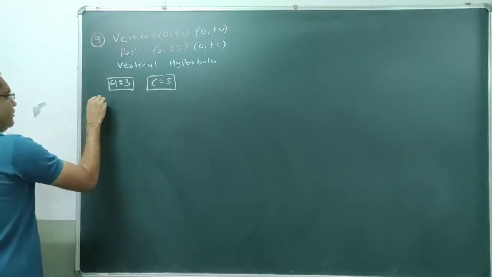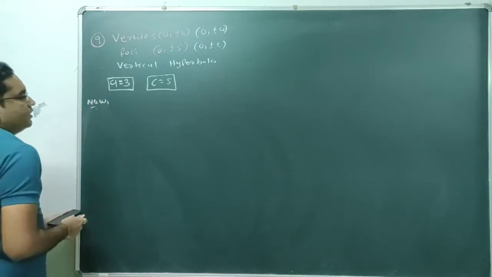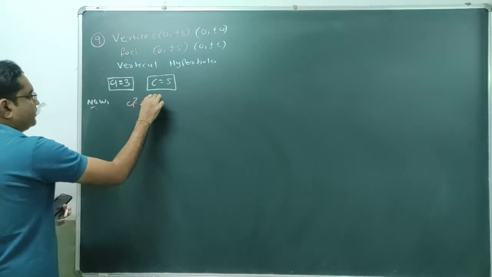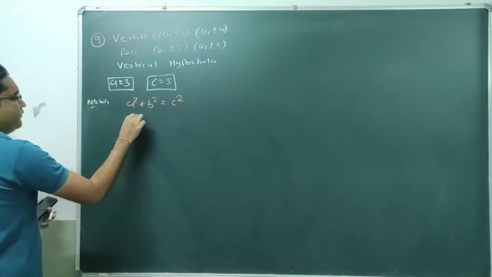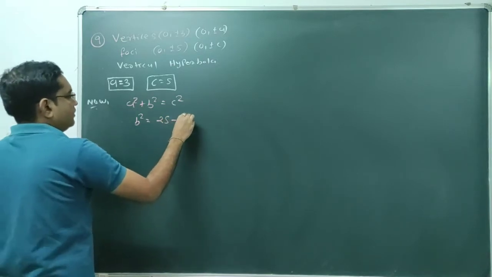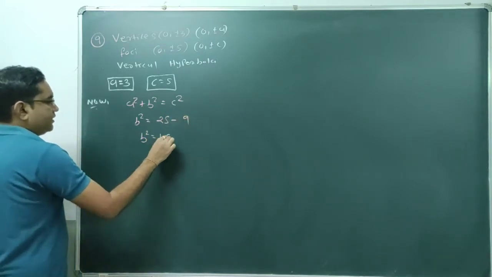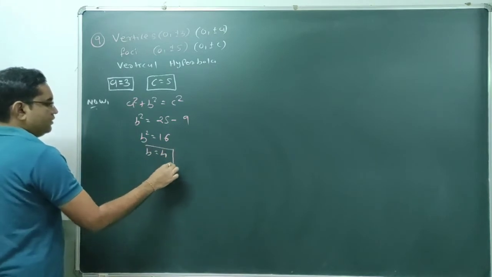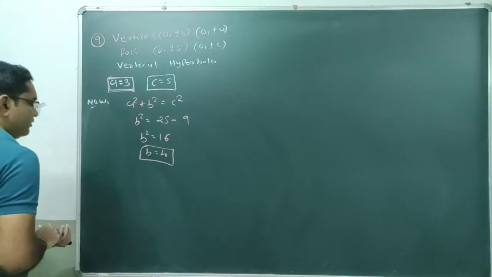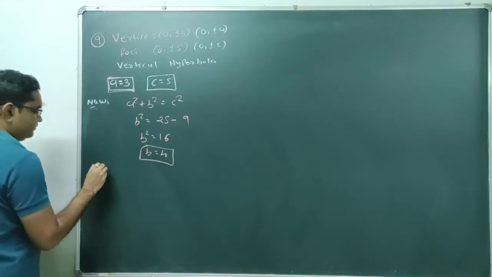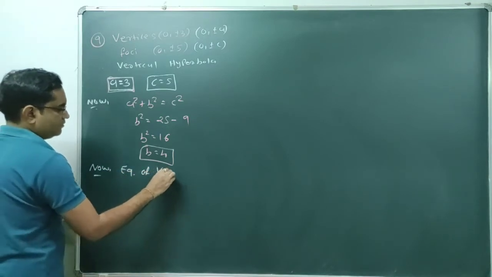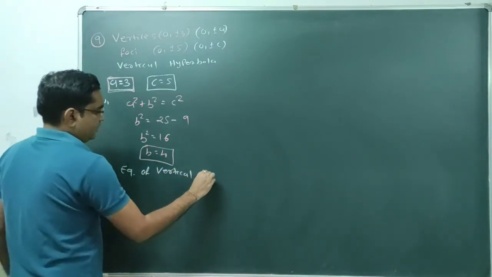Now we require the value of b, and therefore the equation is a square plus b square equal to c square, and therefore b square equals c square 25 minus a square 9, b square equal to 16, hence b equal to 4. Done. A and b both are there. So now we have to write the equation of vertical hyperbola.